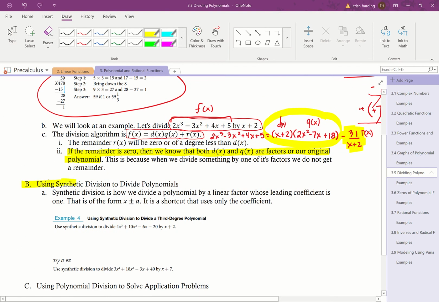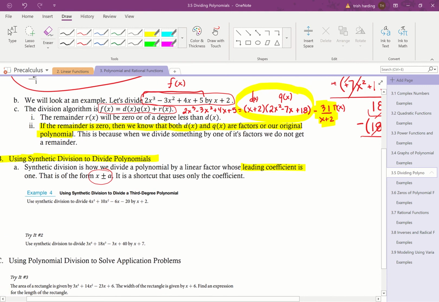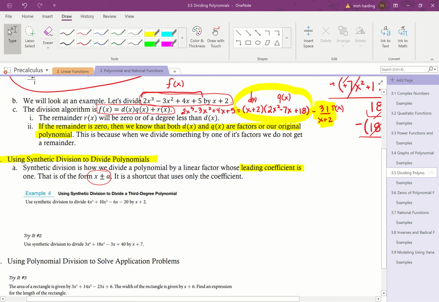Now synthetic division, we'll go over that. Synthetic division is a shortcut where we use just the leading coefficients, but we have to be dividing by something of the form x plus or minus a. And it can't be 4x plus or minus a. It just has to be a lone x plus or minus a. Like these. Okay, so we're going to set this up. And this one's going to look kind of weird.